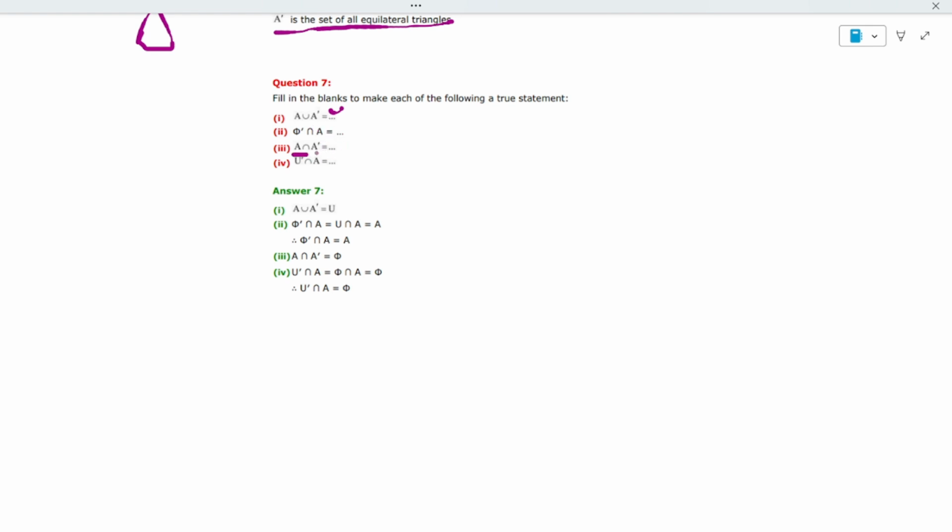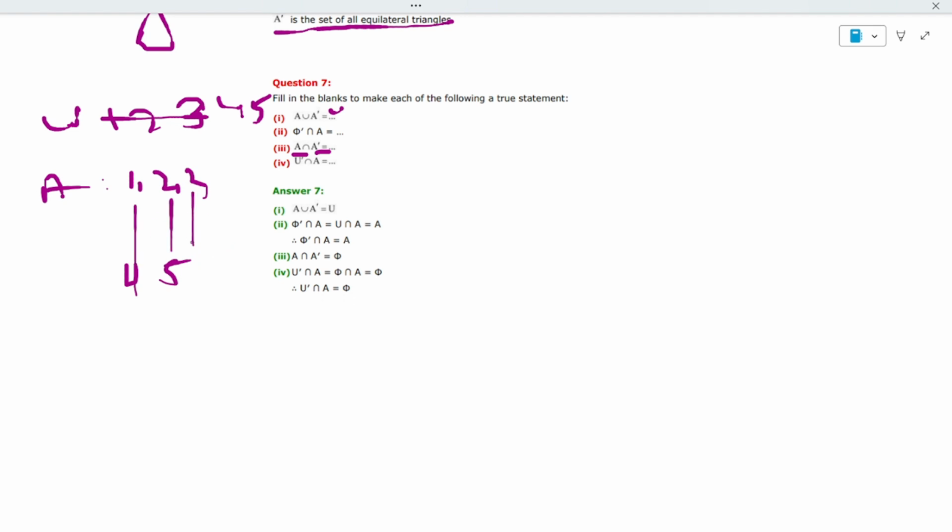If you do A and A bar, take A as 1, 2 and 3. You take the universal set to be 1, 2, 3, 4 and 5, okay? This is the universal set I have given. If you want to find A complement, you have to remove 1, 2, 3, and only the remaining 4 and 5 will be there. Now if you want to intersect both, there should be some common elements. No common elements are there, so it will be the null set here. Now if you do universal set complement intersection A, that will also be the null set.